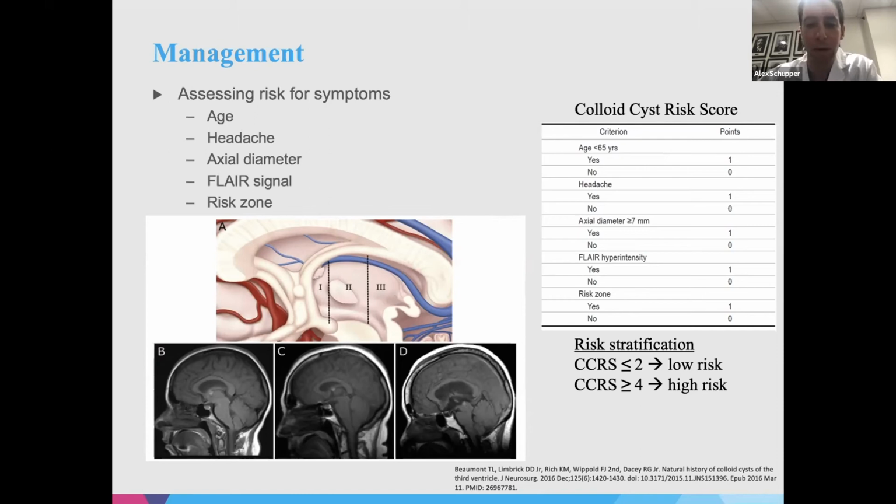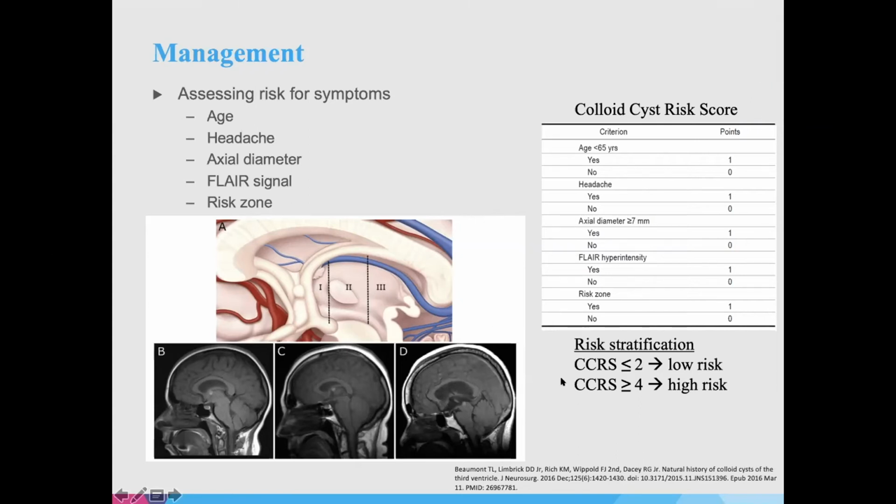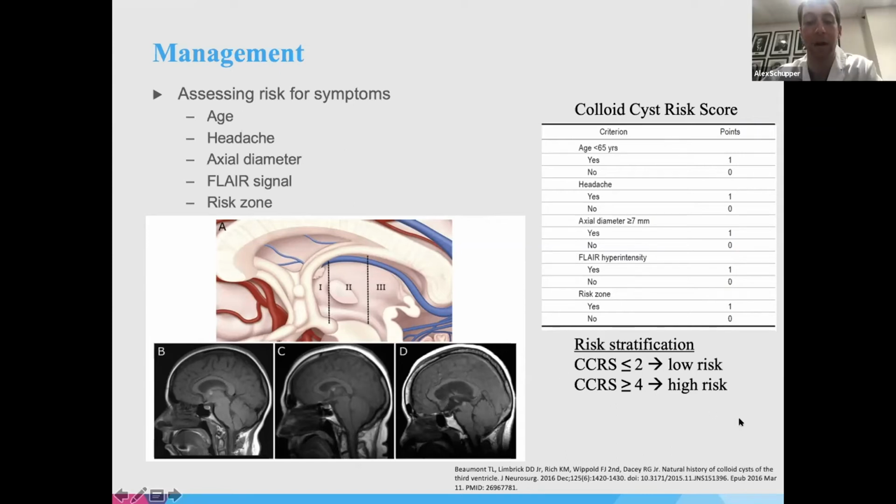Now, Will, going back to you, where do you think colloid cysts are most common between zones 1, 2, and 3? I believe they're anterior, so zone 1. Perfect, exactly. Yeah, so zone 1 is where we find the majority of our colloid cysts. As you can see here, they can present in zones 2 and 3, but all 3 zones are considered risk zones.